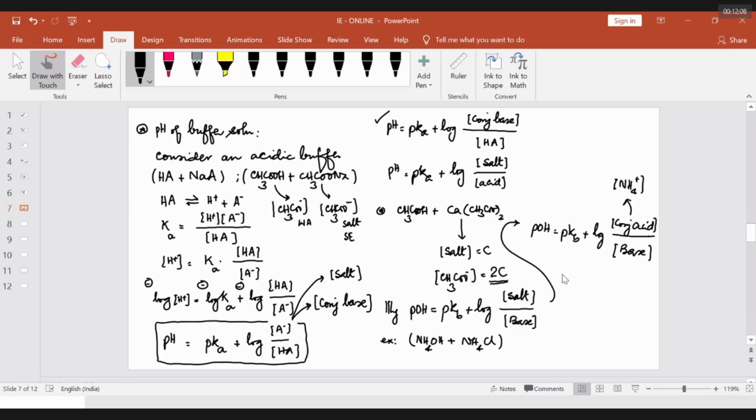Suppose, for example, if I have taken ammonium chloride, no. One boy says, sir, I am preparing a buffer, ammonium hydroxide along with ammonium sulfate. Naturally, concentration of salt, if you are taking concentration of salt as C, you cannot substitute here in this case. You have to say concentration of conjugate acid. Who is that fellow? Ammonium ion must be equal to, what is that? 2C. Be careful about this one. Go ahead.